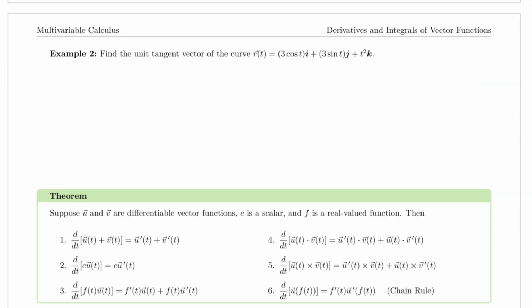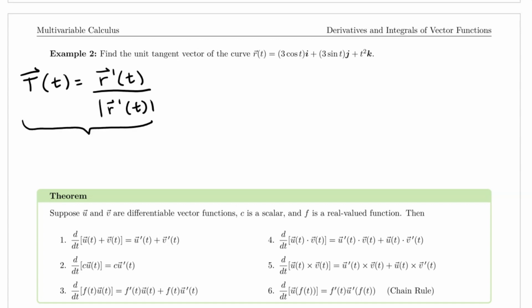Example 2 says find the unit tangent vector of the curve r of t given. And if you don't remember from the previous page, the unit tangent vector is equal to r prime of t divided by the magnitude of r prime of t. And please make sure that you have this memorized. This is an important formula.